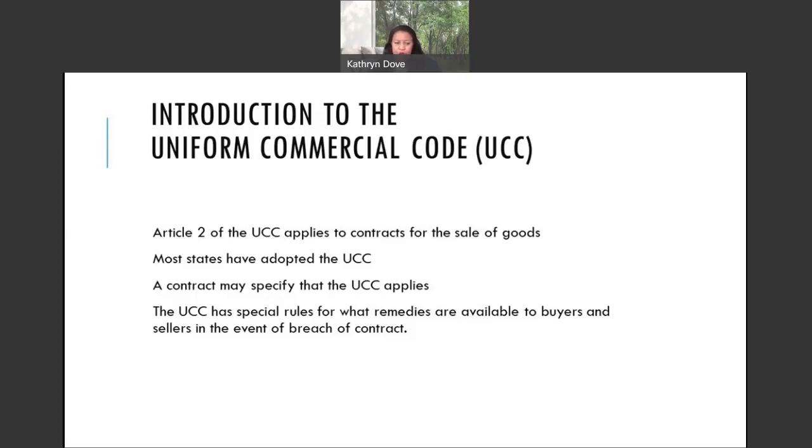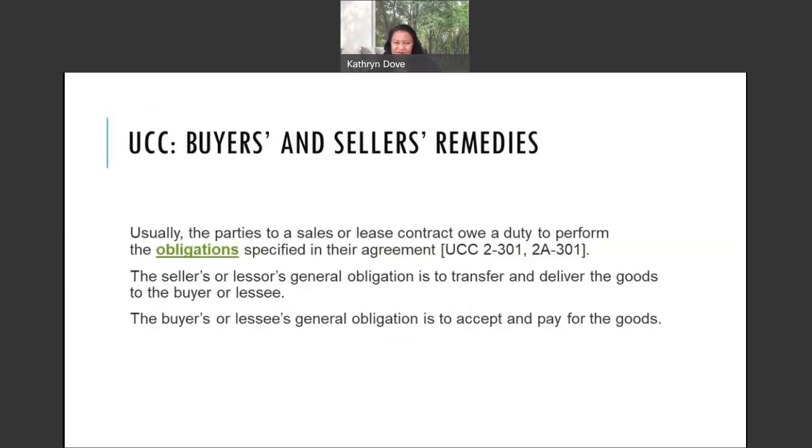The Uniform Commercial Code is beneficial because it has special rules for what remedies are available to buyers and sellers in the event of the breach of a sales contract. So, consider a scenario where you have a manufacturer who regularly sells 10,000 cases of a particular wine to a wine distributor. That would be a contract governed by the UCC.